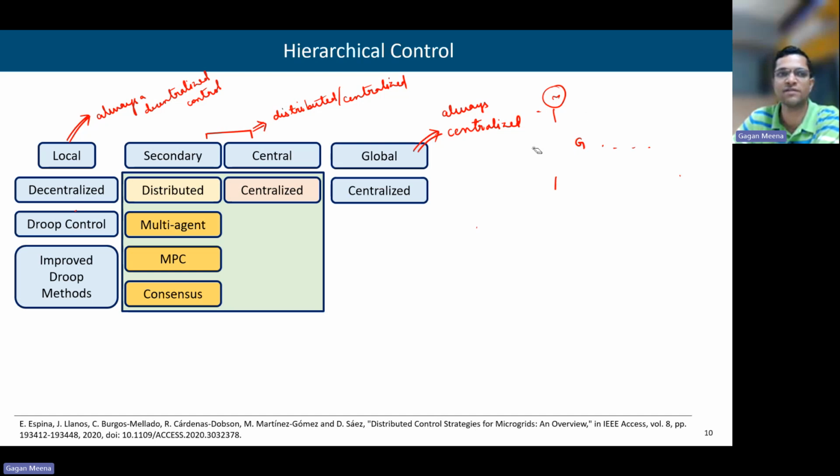Whatever control we have achieved using the local control, if it is not able to bring the voltage and frequency within the limit, then the secondary and central controls pitch in.